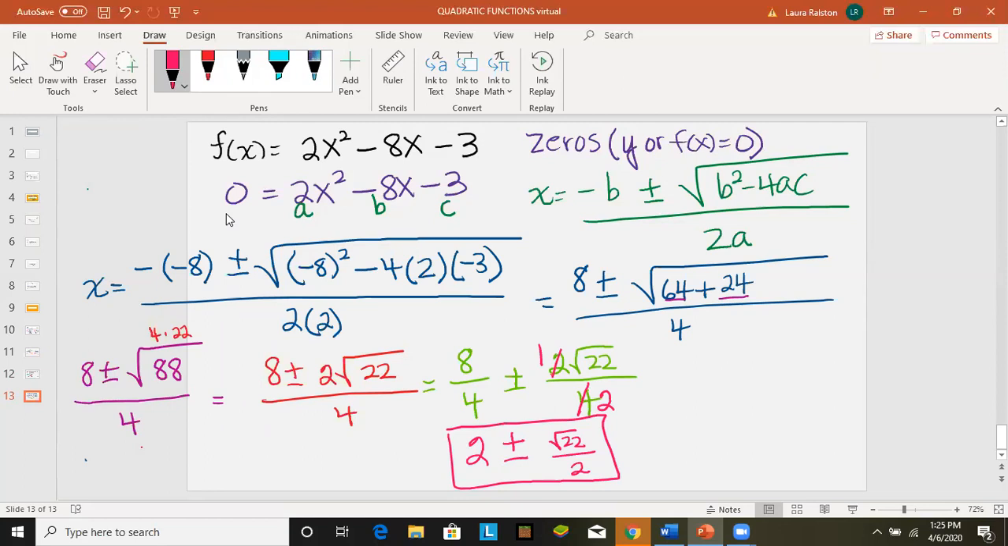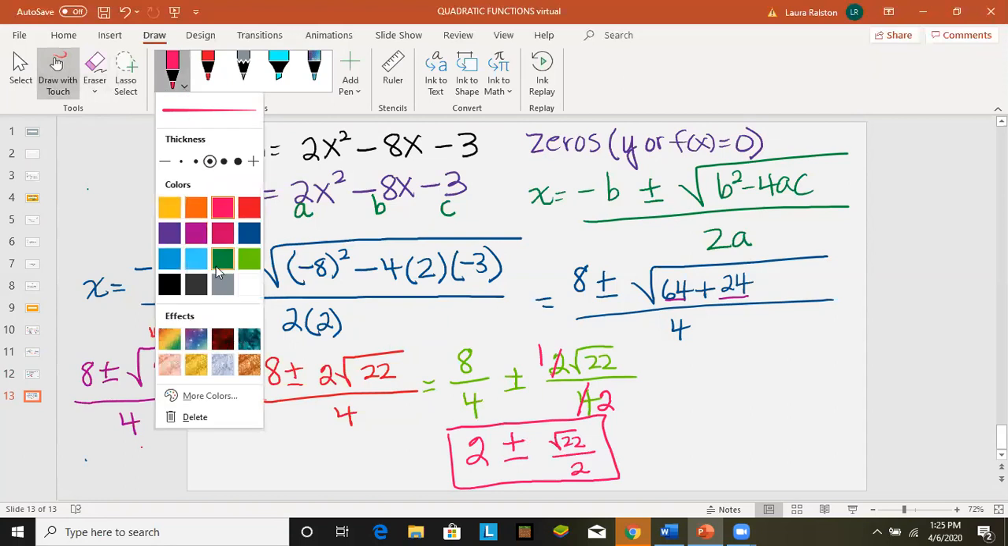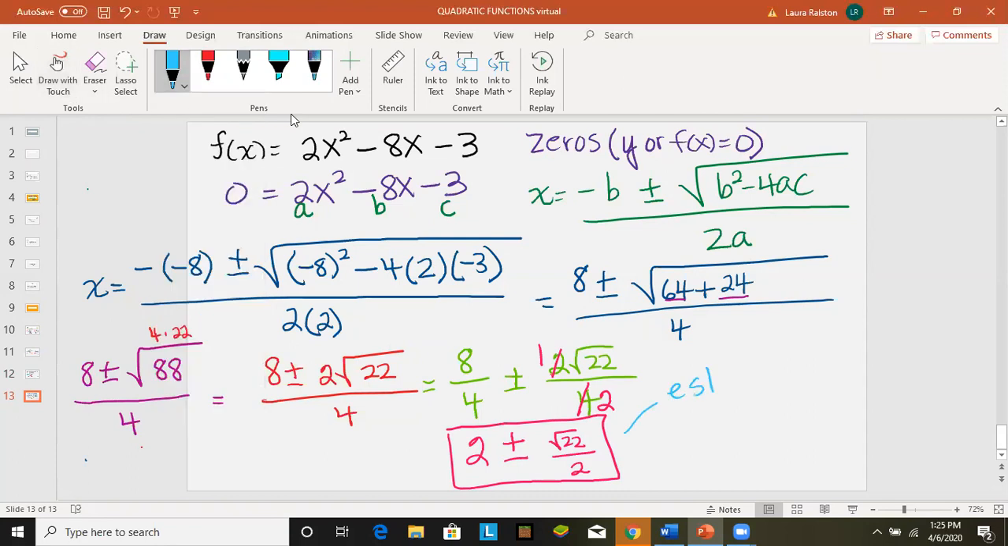And again, I hope you realize you have two answers because you have 2 plus square root 22/2 as an answer, and you have 2 minus square root 22/2 as an answer. Now, you may be scratching your head going, well, Miss Ralston, how in the world am I going to graph those? Well, to graph that, you're going to have to get an estimate, okay? Those are not nice, neat, exact numbers. We're going to have to get an estimate from our calculator.